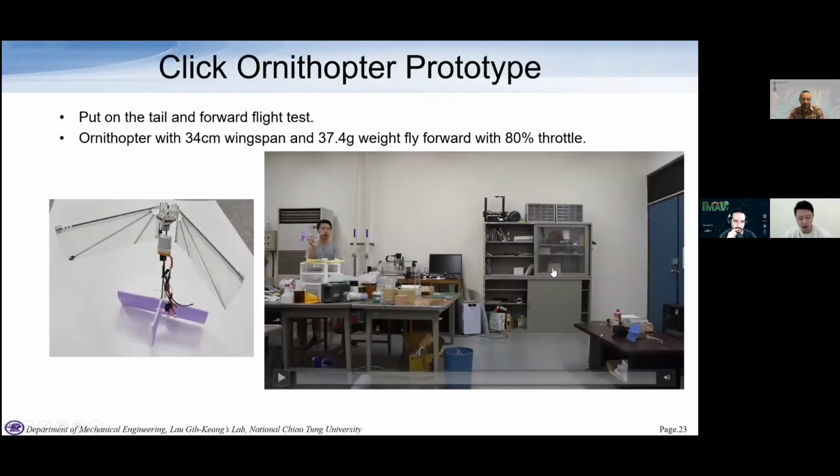We put the tail back on and did a free flight test. The 37.4 gram ornithopter flies slowly forward with 80% of throttle. This flight can last more than 15 minutes, but that is not shown here due to the limited flight arena.